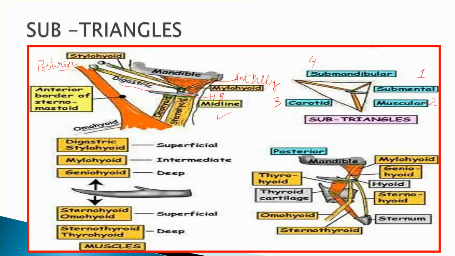Let's look into the carotid triangle. The carotid triangle will be formed by the posterior belly of digastric, then the anterior border of sternomastoid, and the omohyoid. This is called the superior belly of omohyoid. The omohyoid muscle is divided into two bellies. Here you can see this is the superior belly, and the superior belly is related to the anterior triangle, and this is the inferior belly, which is related to the posterior triangle.